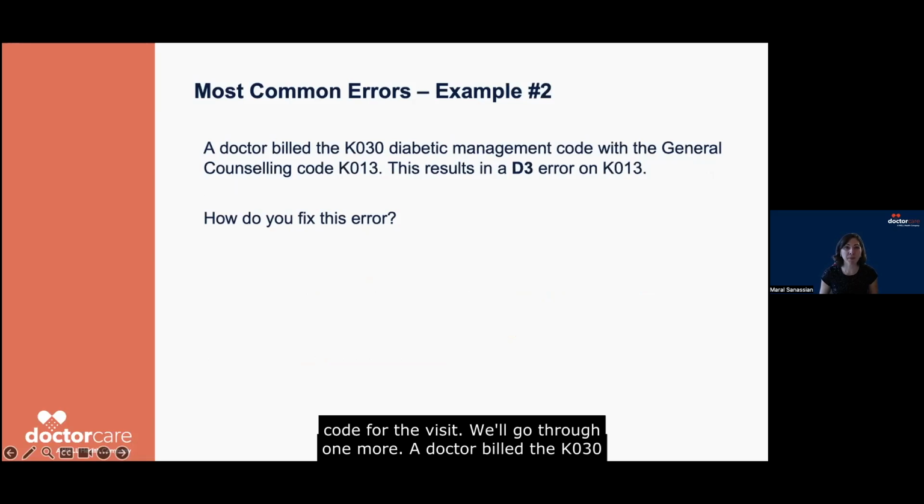We'll go through one more. A doctor billed the K030 with the general counseling code. This results in a D3 error on the K013. How do we fix this?